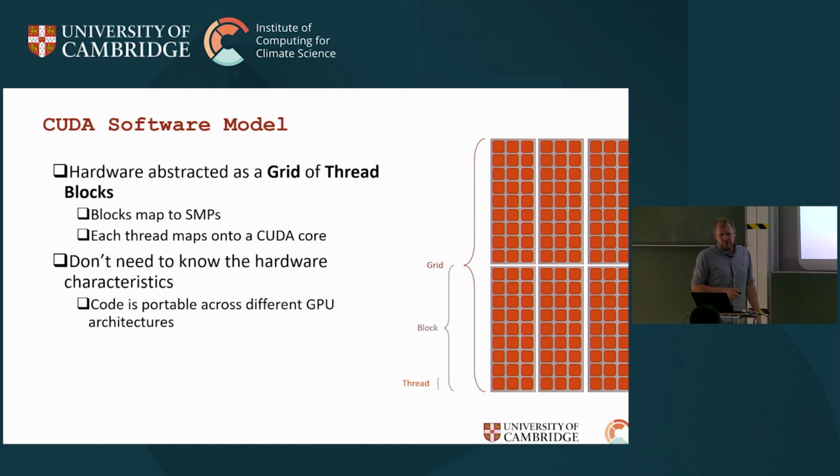Typically, what we do is we have this idea of oversubscription. What we want to do is have far more blocks than there are streaming multiprocessors, and far more threads within each block than there are compute cores within the streaming multiprocessor itself. So we oversubscribe, and behind the scenes some clever things happen, some context switching, which will mask certain latencies that happen on the device.